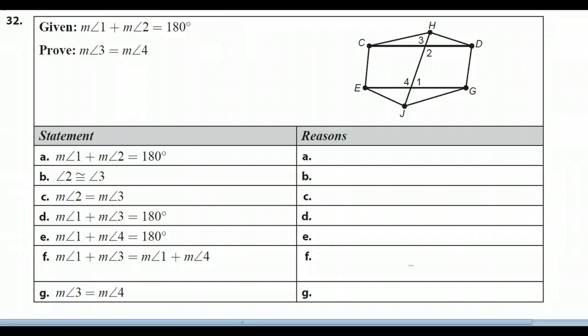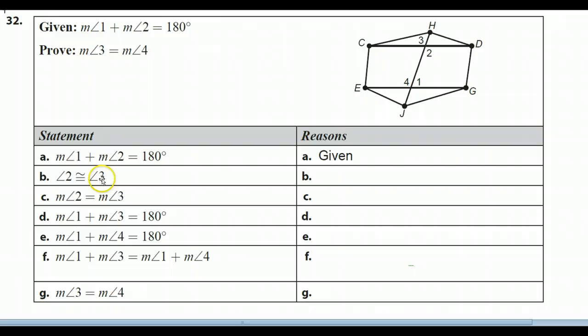Okay, let's try problem 32. In problem 32, we are given that the measure of angle 1 plus the measure of angle 2 is equal to 180 degrees. We want to prove that angle 3 and angle 4 are equal. So statement A should be the easiest one, right? This information right here was given to you, and so that's the reason that you know you need to put it in a proof.